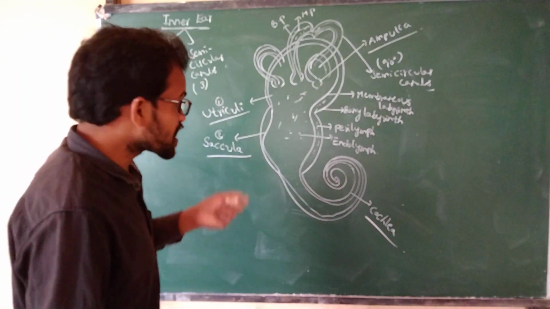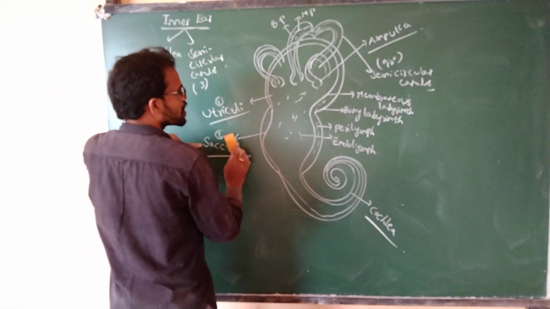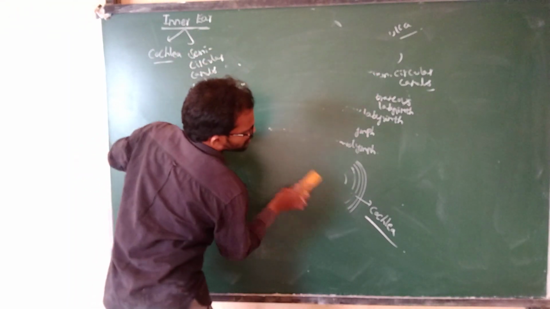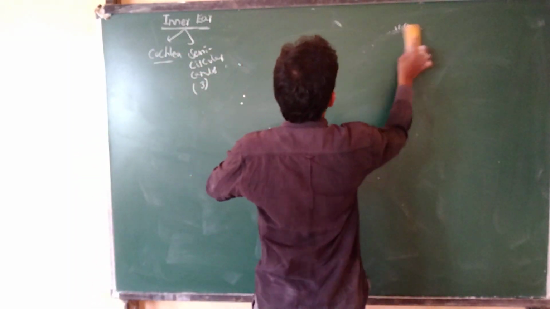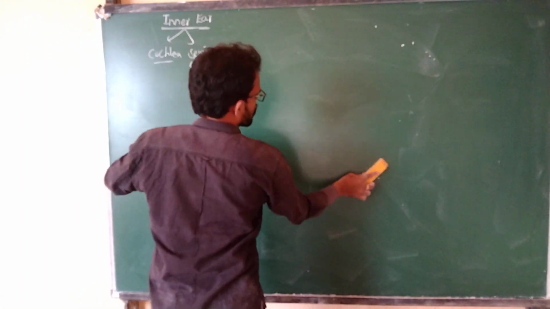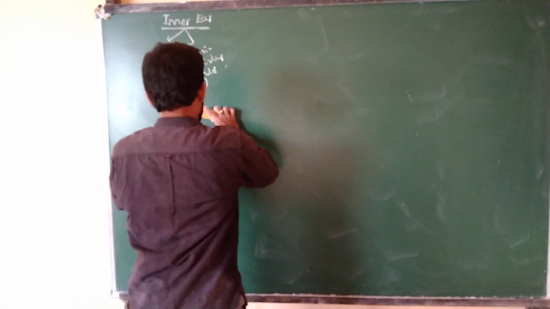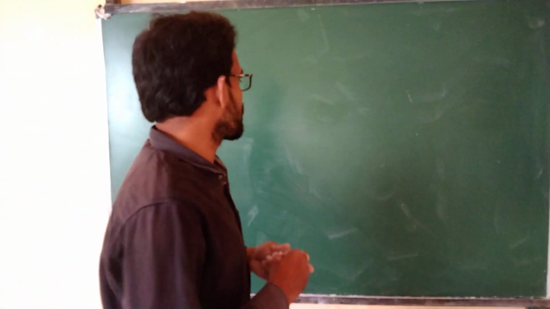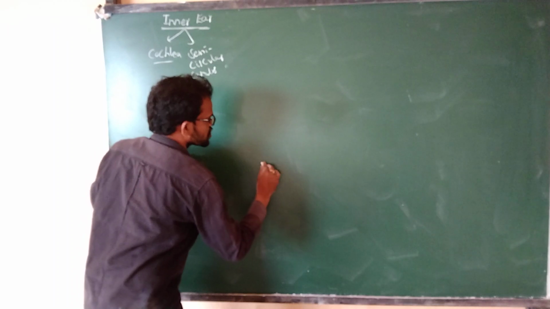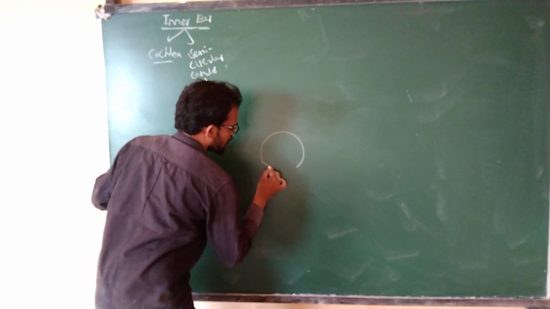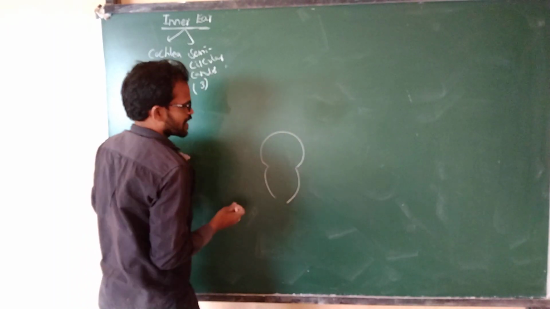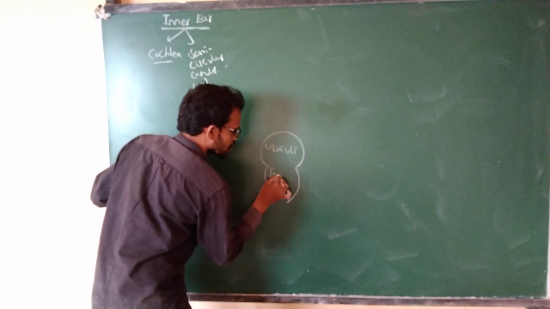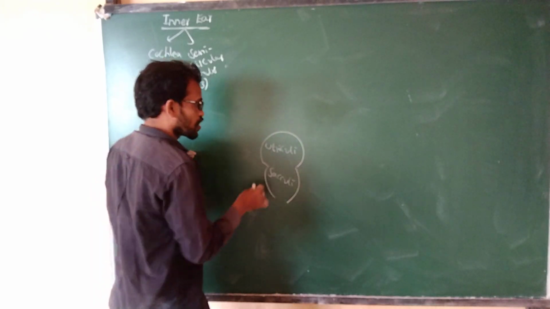What is the sensory cell? The transverse section of the utriculus, sacculus and ampullary part. The utriculus, sacculus and ampulla are all in the category of the semicircular canals. See here, the transverse section: this is the utriculus, and this is indicated as the sacculus.